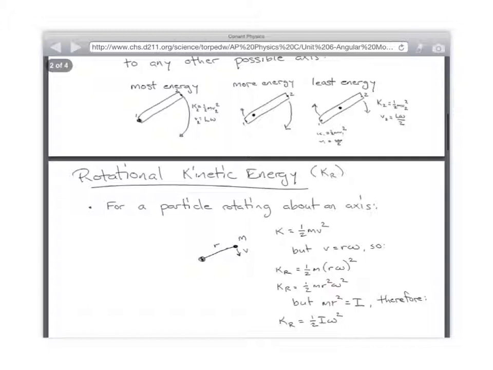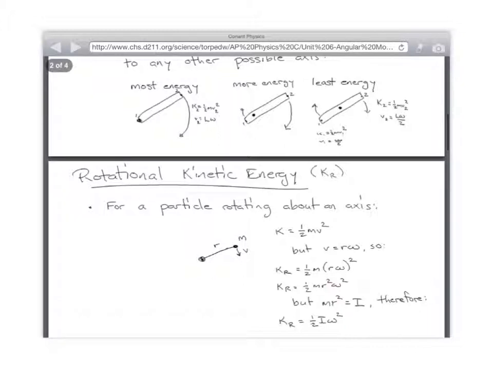So, kind of begs the question. If you wanted to know the total kinetic energy of a particle going in a circle, is the total kinetic energy 1/2 mv squared plus 1/2 I omega squared? No. It's either one or the other, but not both added together.